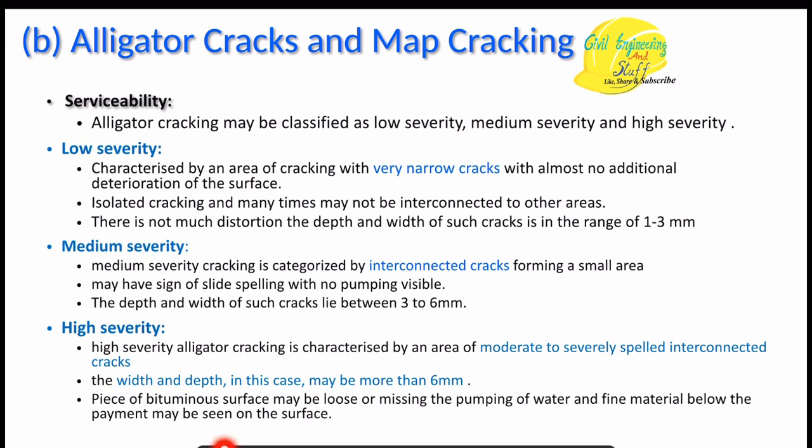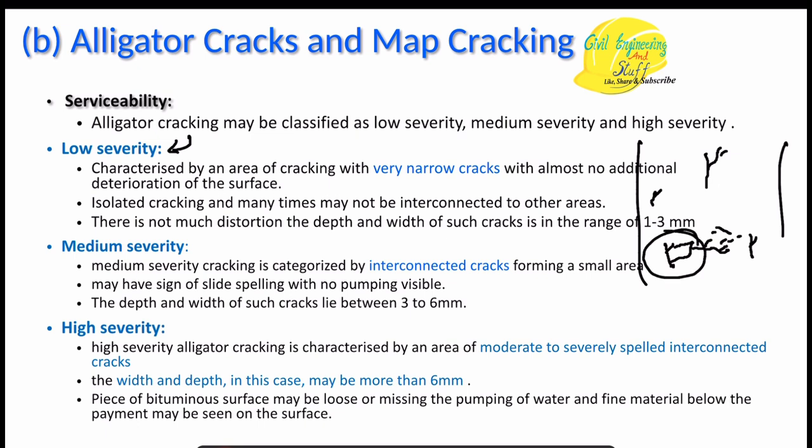Now, talking about the serviceability of the alligator cracks, serviceability means the intensity of these alligator cracks. They can be categorized as a low severity if we see very narrow cracks. Narrow cracks means hairline cracks, like interconnected hairline cracks. Hairline cracks are just independent cracks that can happen across the width of the pavement. But if we see interconnected hairline cracks, then these may be considered as a low severity. Again, we have discussed the cause. Any of the causes that we have discussed can be the reason.